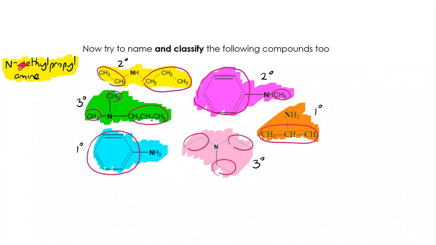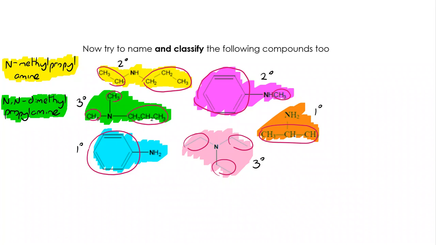On to the next one, and we have got here 3 different groups. It's the tertiary one. We've got propylamine again, but this time we've got 2 methyls coming off the N, so that's dimethyl. We need to show that both of them are coming off the N. So we call this one N,N-dimethylpropylamine.